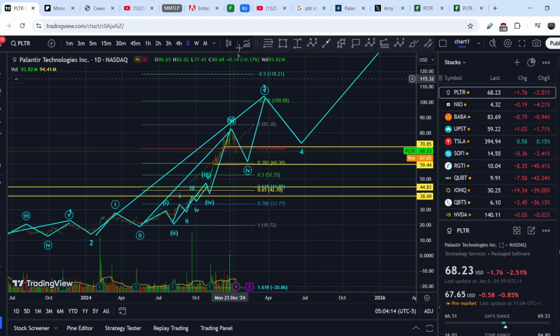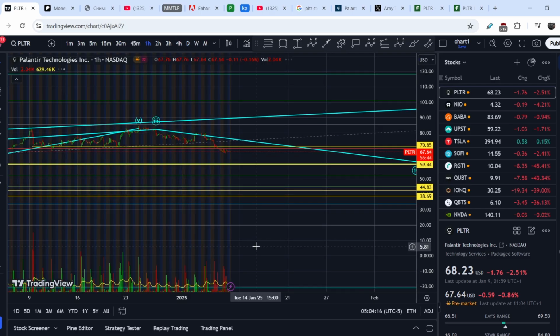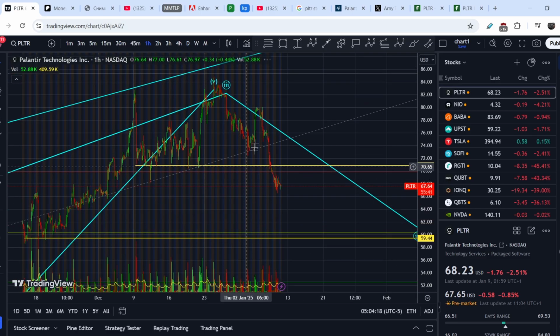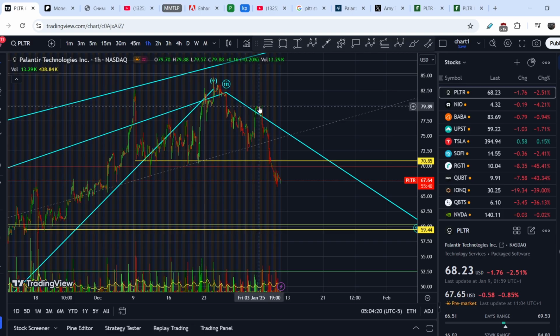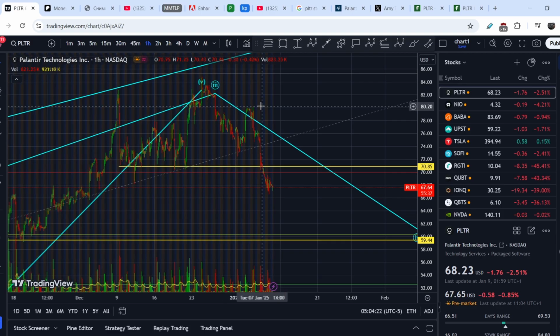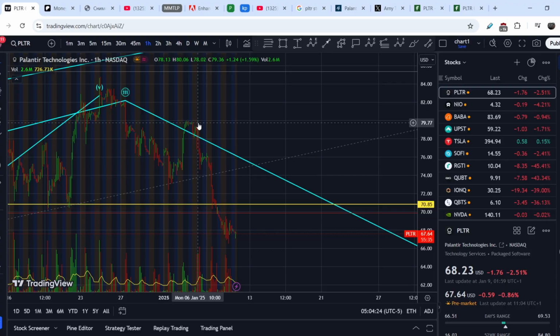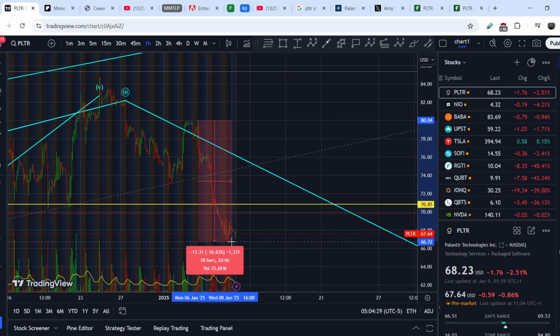And guys, take a look right here. Let me show you an hourly time frame. January the 6th was right at this very point, and right after JP Morgan made their forecast, this asset dropped to the downside for about 16.63%.